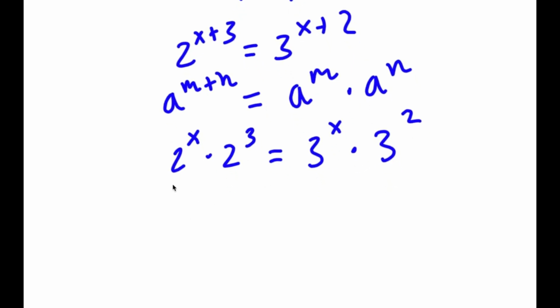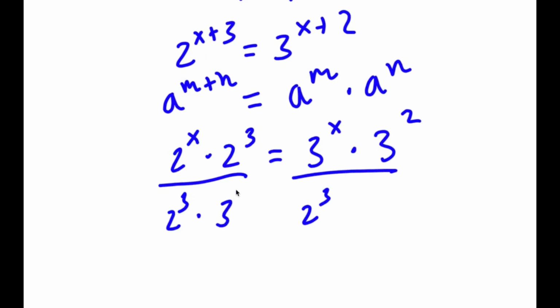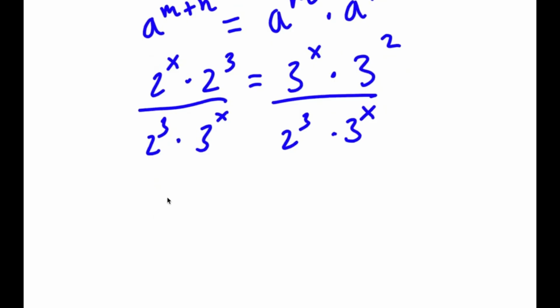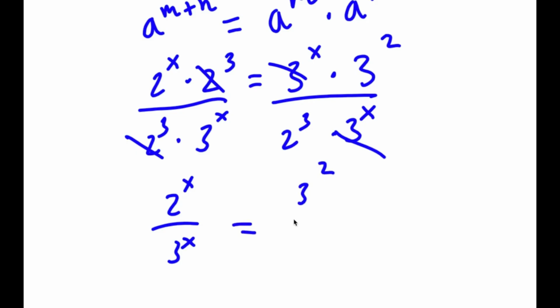Now I'm going to divide both sides by 2 to the power of 3, as well as 3 to the power of x. So now I have 2 to the power of x over 3 to the power of x because these two cancel out. And for my right hand side, these two cancel out, so I'll have 3 squared over 2 to the power of 3.